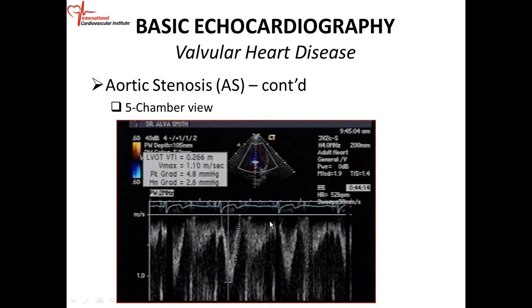So in the 5-chamber view, this is our 2D image on top. This is our cursor here. This is the left ventricular cavity. This is our left atrium, mitral valve, and our aortic valve is right inside there. Just outside of the zone of turbulence, you put your cursor, the point of interest, and you get your left ventricular outflow tract envelope, and you just trace it. Once you trace it, or do planimetry, you get a velocity time integral. In this case, it's 26.6 centimeters.